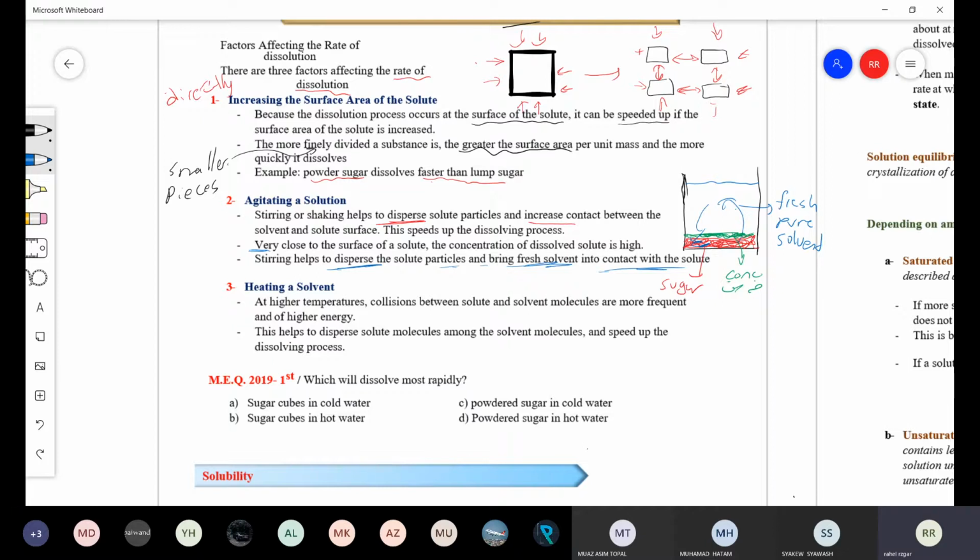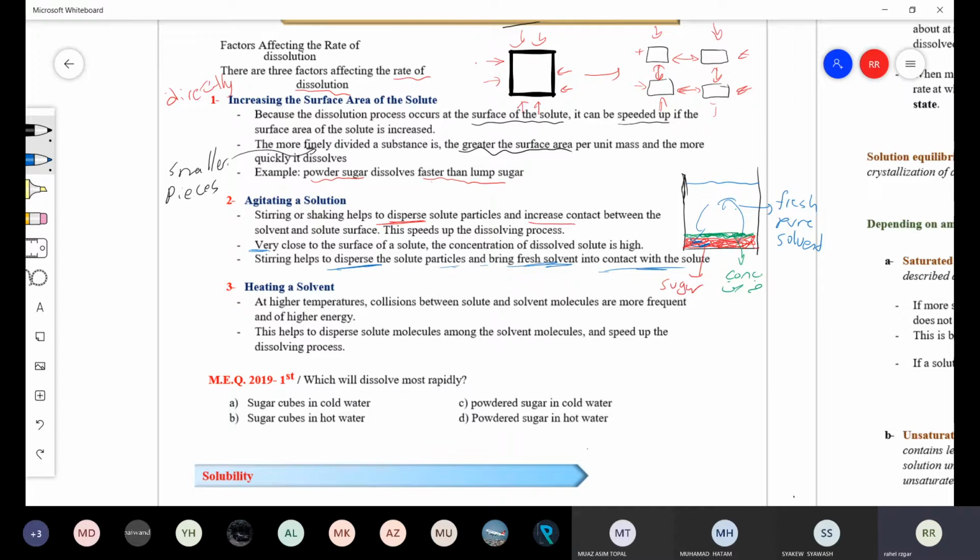What are we doing here? In both of the points, we are increasing contact between the solvent and the solute. Yes, it's kind of also true if you think about it like that. So until now, we have 2 points. First, increase surface area, by breaking down the solute into smaller pieces. Second, agitating a solution is also increasing the dissolution rate.